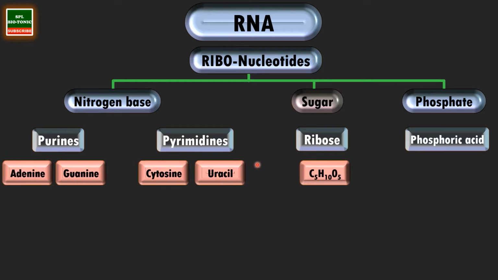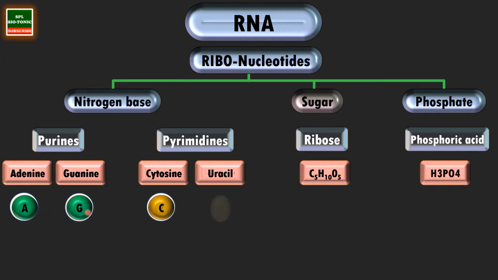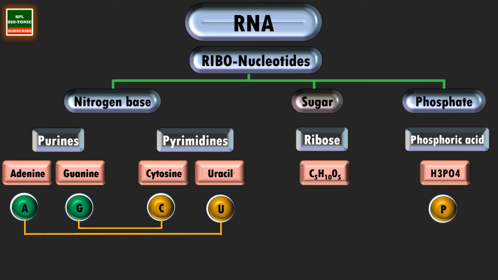The sugar present in RNA is ribosugar, which is a pentose sugar with the molecular formula C5H10O5, and phosphoric acid is represented by H3PO4. Now students, we know these are the notations of adenine, guanine, cytosine, thymine and uracil respectively. Now thymine is absent in RNA. Instead of thymine there is uracil. Now in RNA, A pairs with U and G pairs with C.